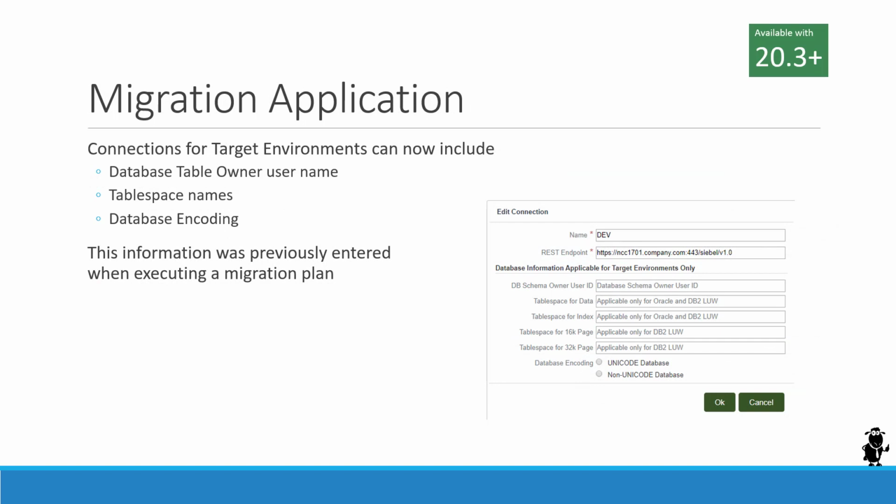The migration application has been enhanced in 20.3 and higher, as the connection information now allows you to store the database table owner username, table space names, and database encoding, information which previously had to be entered manually when executing migration plans. This is for target environments only, which receive database changes through the database schema service.